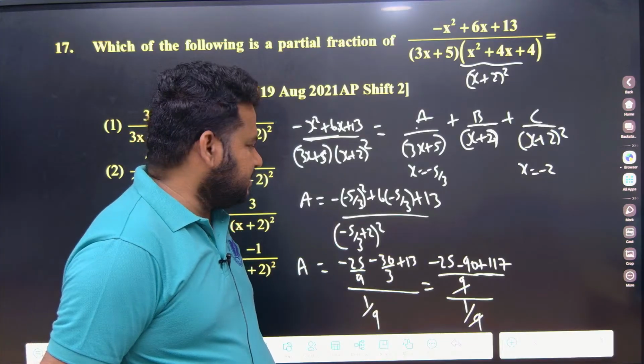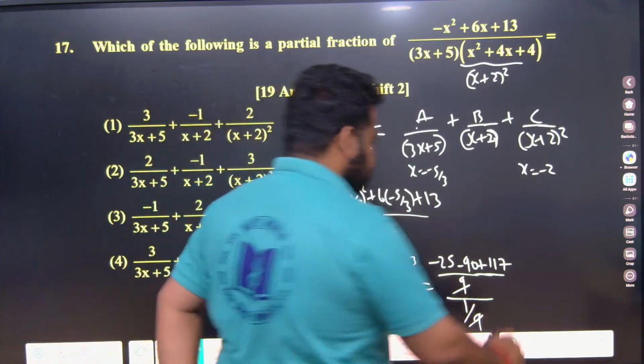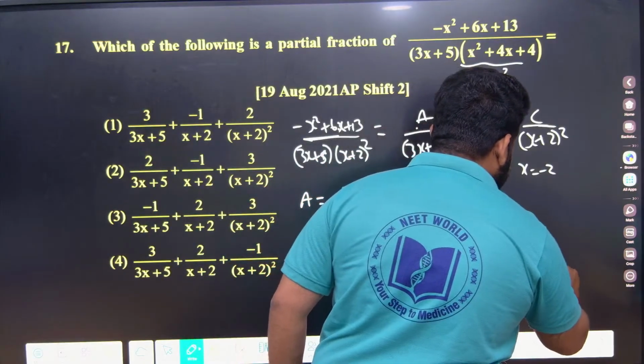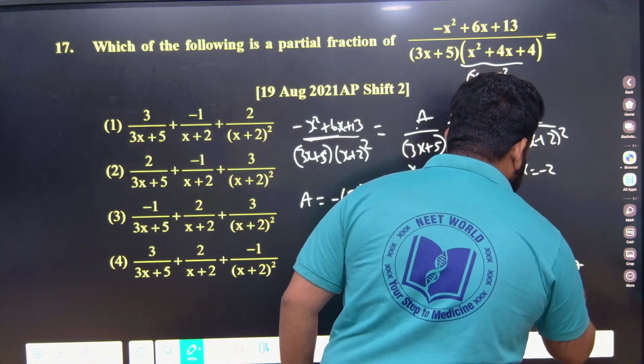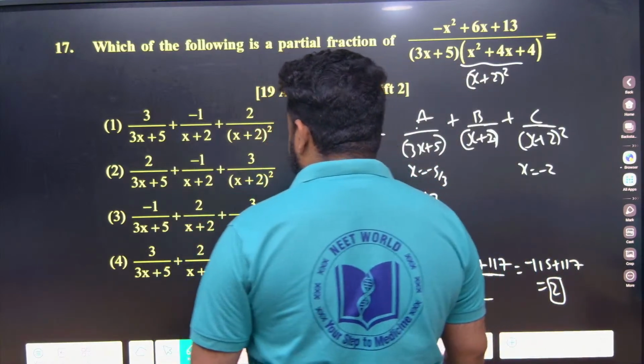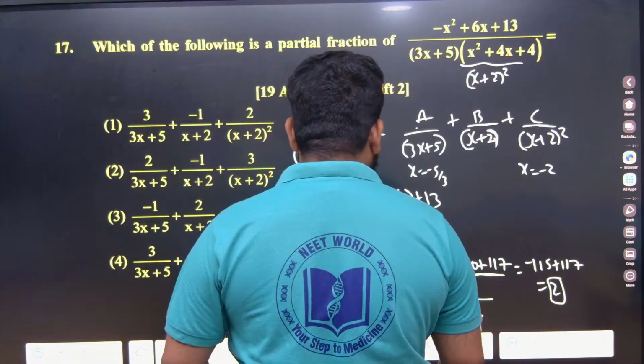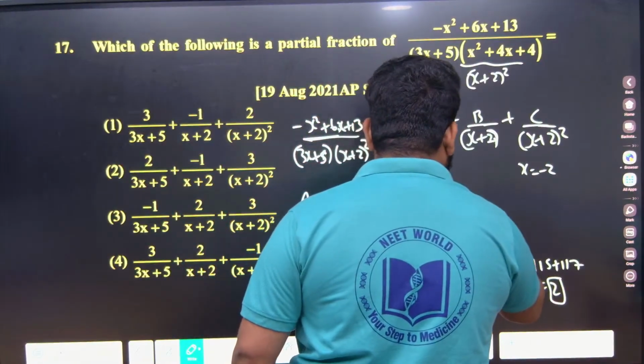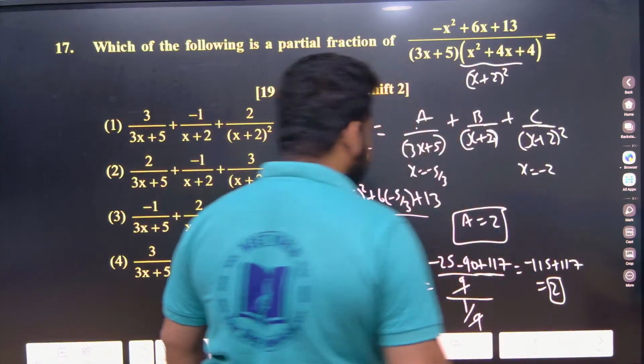So minus 90 minus 25 is minus 115, plus 117. Minus 115 plus 117 gives me the value of 2. So that means A value I will get as equal to 2.